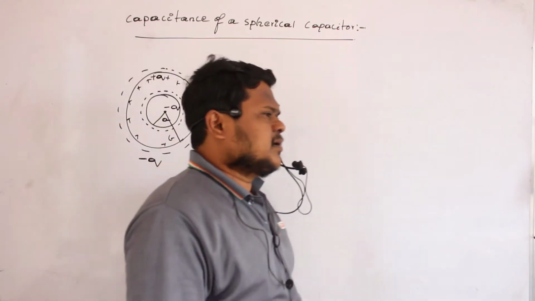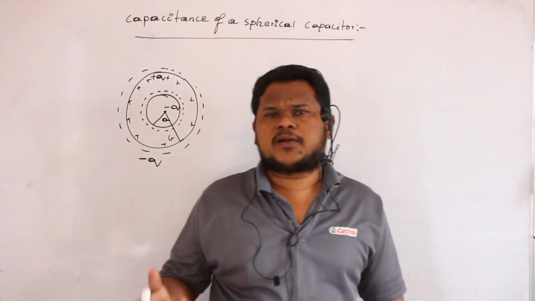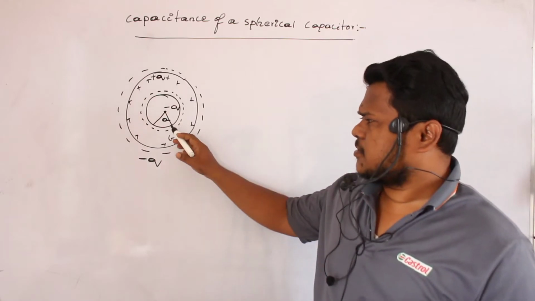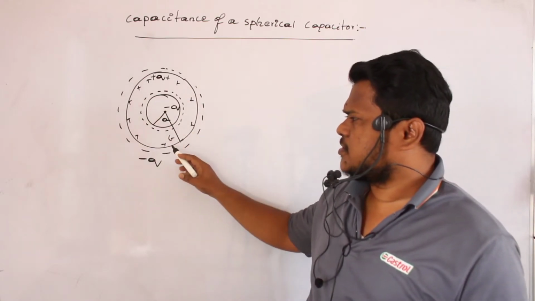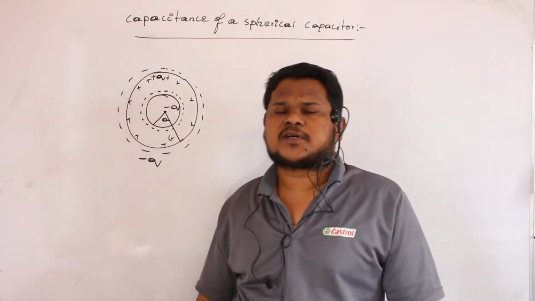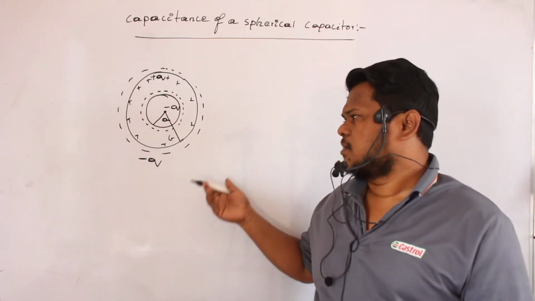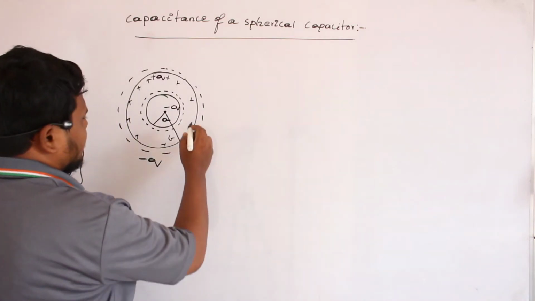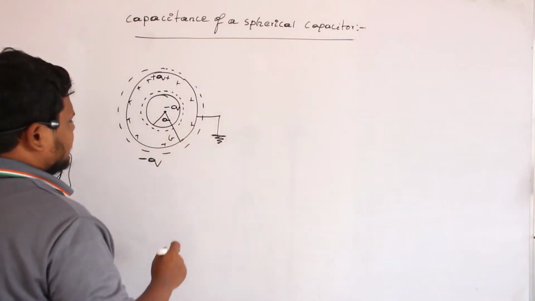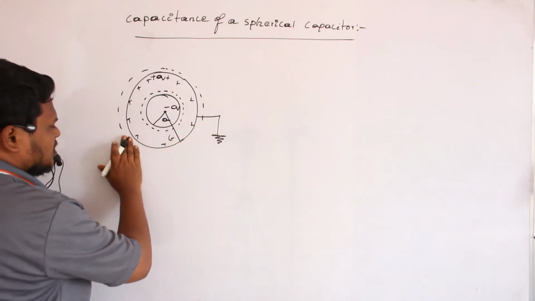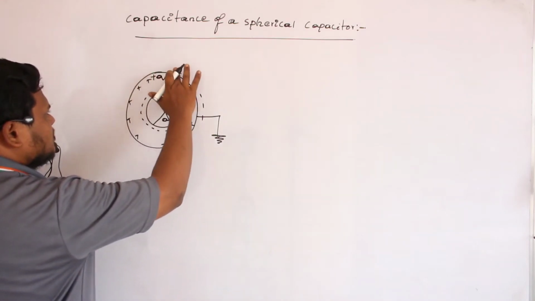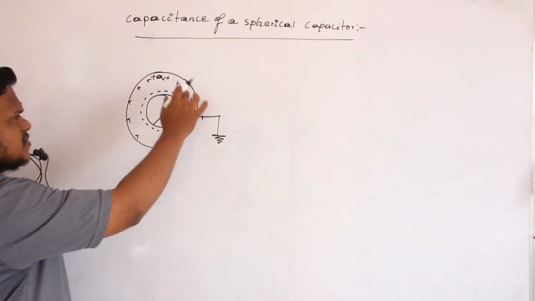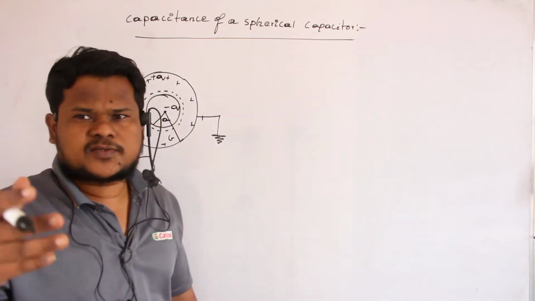What is the reason? Because the shell was previously neutral. Clear? So because of induction, on the inner surface plus q amount of charge is induced. So definitely minus q amount of charge should be induced on the outer surface, because basically this shell was a neutral shell. Now what I do is I will earth this one. If I earth this one, then what will happen? The total potential of this outer shell will become 0. So how should the potential become 0? The total negative charge which was induced on the outer surface of the shell goes to the ground.